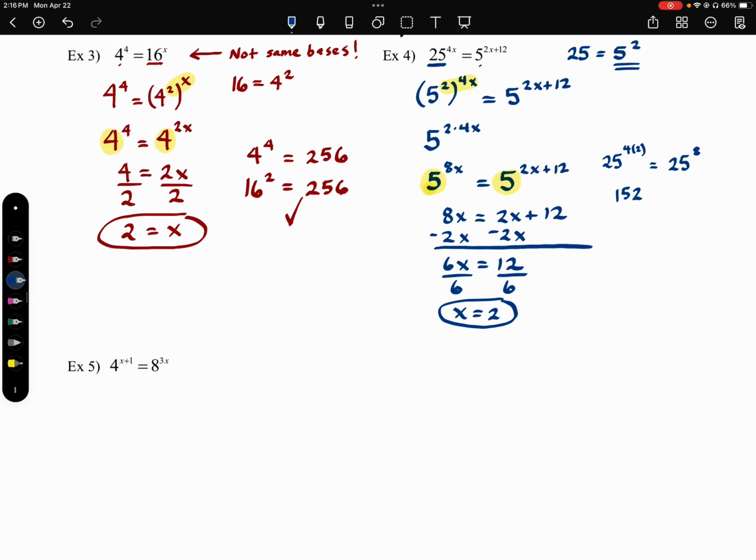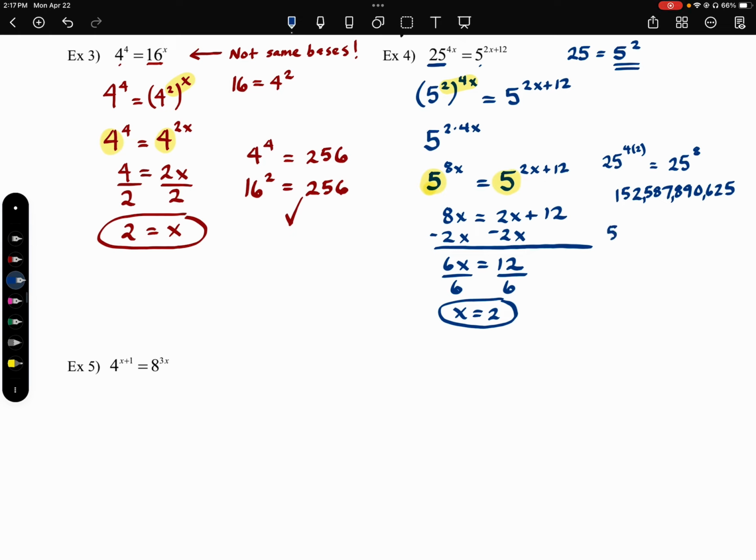I think it was, let's see, 152,587,890,625. That's a big one. It looks like 152,587,890,625. Big number. All right, well, the question is though, will this equal the other side?